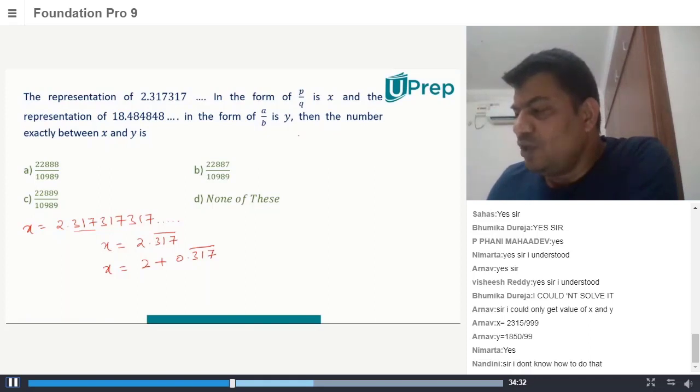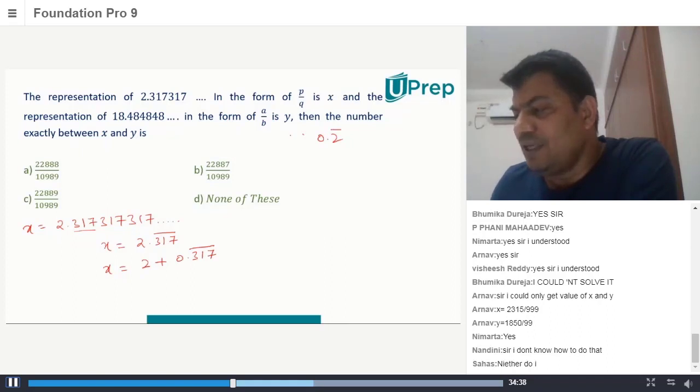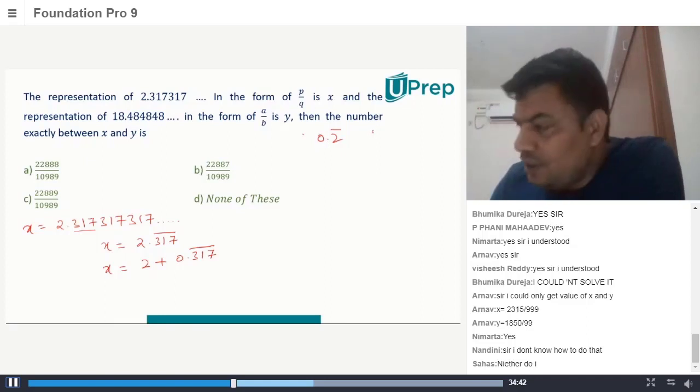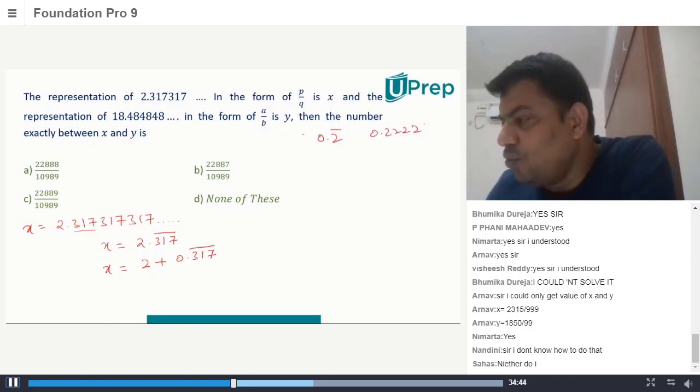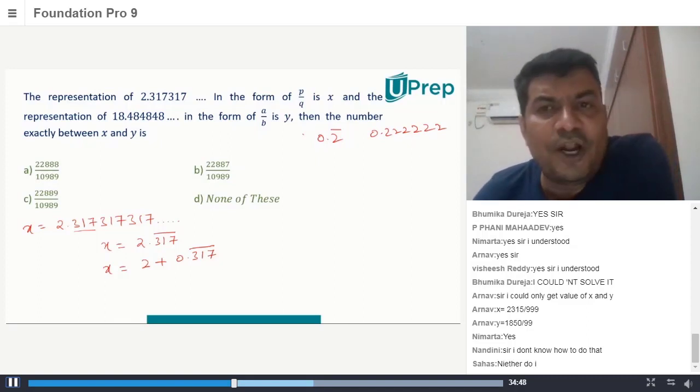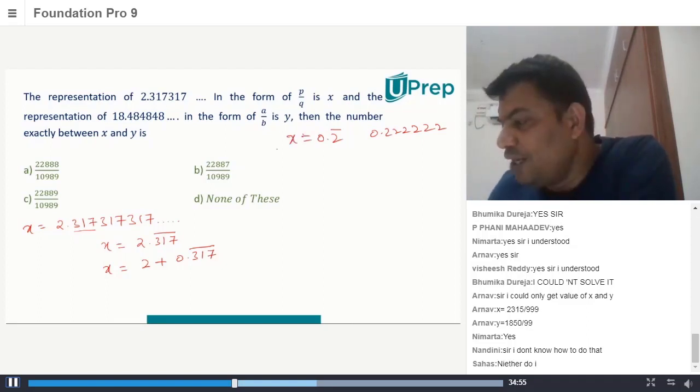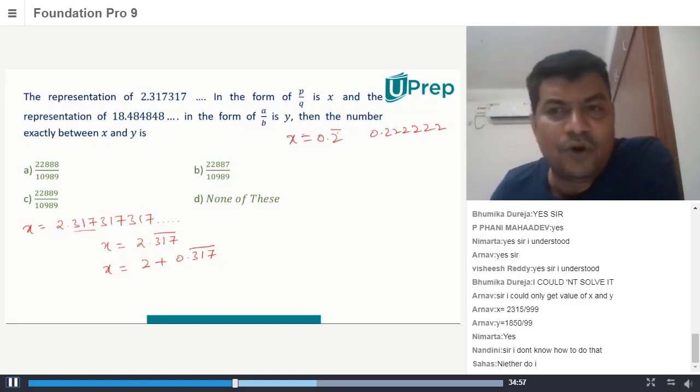Okay, so let's do some fundamental stuff first. Say we have something like 0.2 bar. What do you mean by 0.2 bar? The meaning of 0.2 bar is 0.22222 and so on, so we call that 0.2 bar. How do we convert a number like 0.2 bar into a rational number? We assume that to be equal to x. x is equal to 0.2 bar.